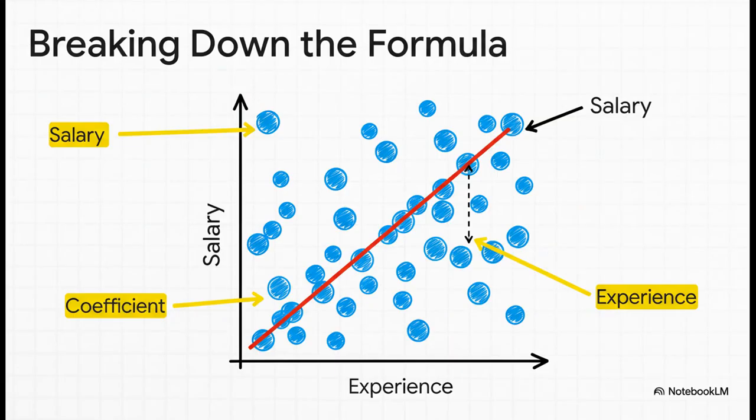So here's how it all fits together. Salary? That's easy. It's what we're trying to predict. Now the coefficient, that's the magic number. It's the slope of our line. It tells us, on average, how much someone's salary goes up for every 1 additional year of experience. Then there's the intercept, which is just the theoretical starting salary at year 0. And that little error term at the end? That's just the model's way of being humble and saying, hey, experience is important, but it doesn't predict salary perfectly.